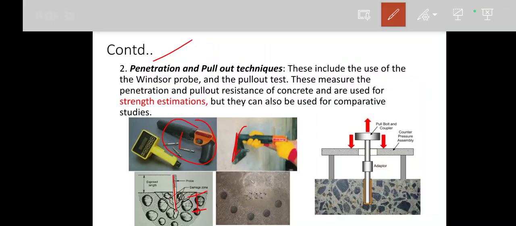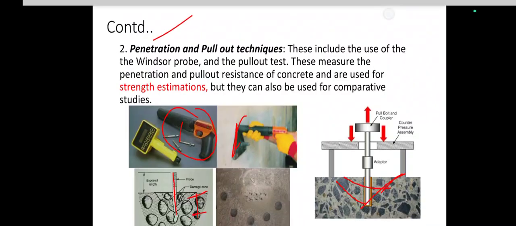And sometimes, while casting the concrete itself, we place these probes. And if at the seventh day I want to know the strength, I pull out that steel bar and can indirectly identify its strength. Normally it will form a cone fracture. Based on that we can identify its indirect strength.